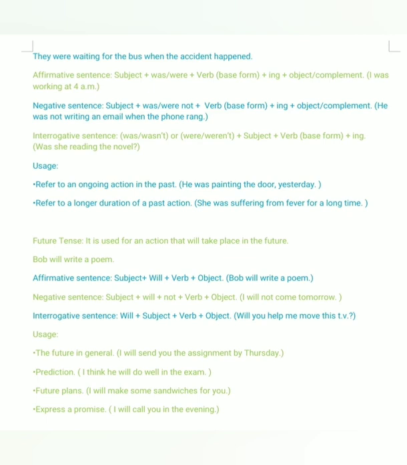For framing an interrogative sentence in past continuous, what do we have to do? First we have to use was or wasn't or were or weren't plus subject plus verb's base form plus ing. Was she reading the novel?